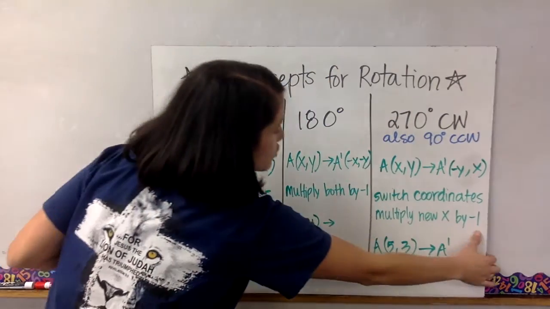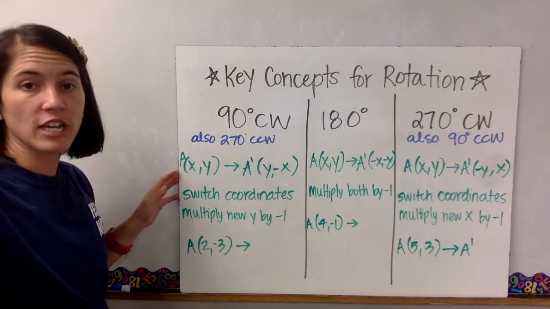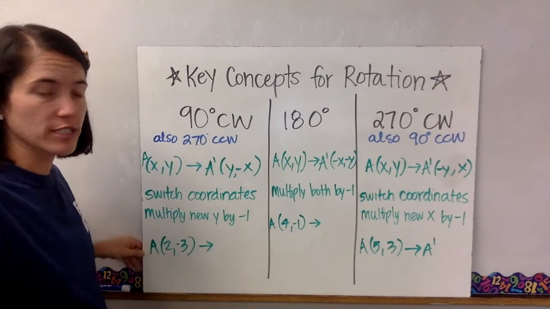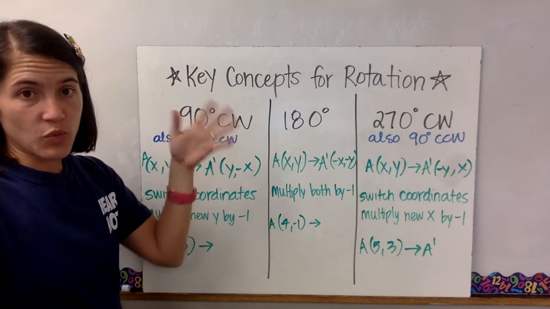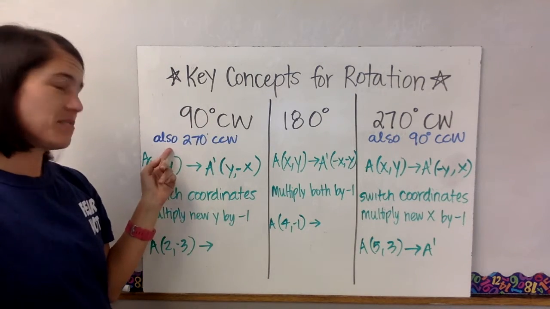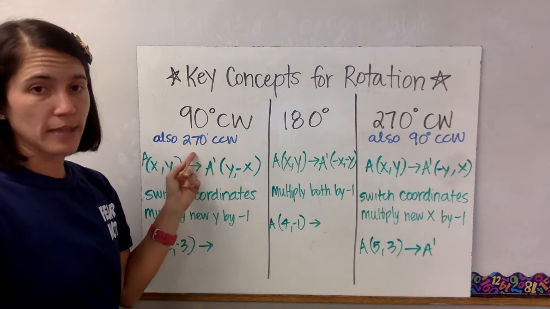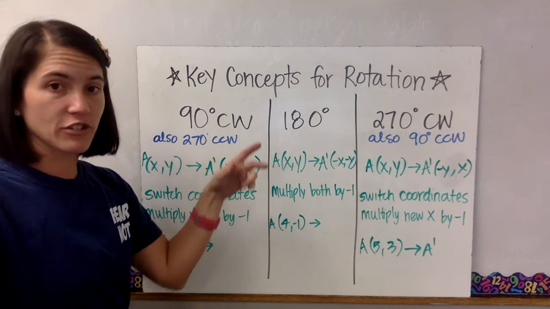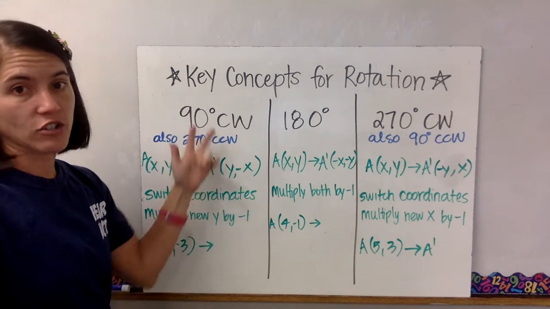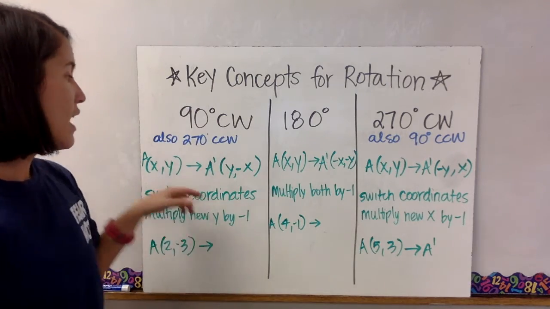Key concepts. You want to write all of this down for rotations. Here are the key concepts for rotations. If it's a 90 degrees clockwise, that means just one rotation clockwise, it's also a 270 degrees counterclockwise. 270 would be 3 90s. 90, 180, 270. So these actually are the same place if you rotate.